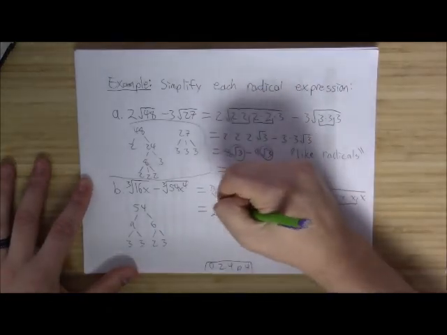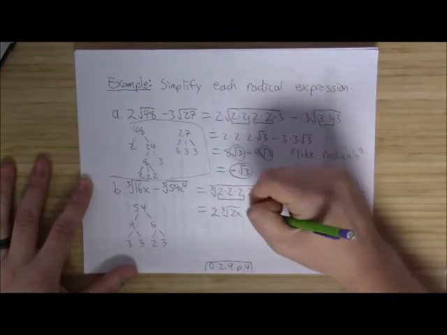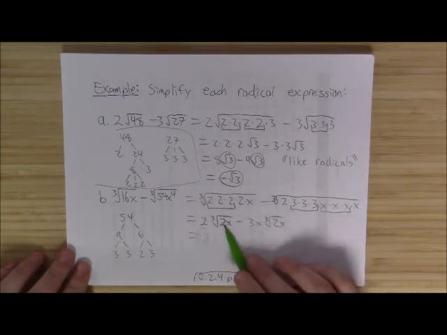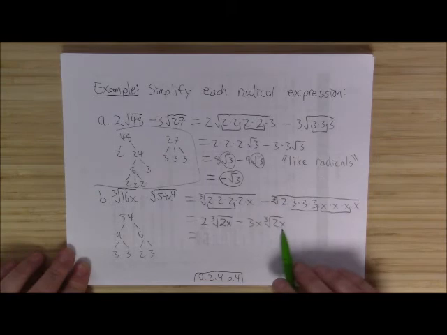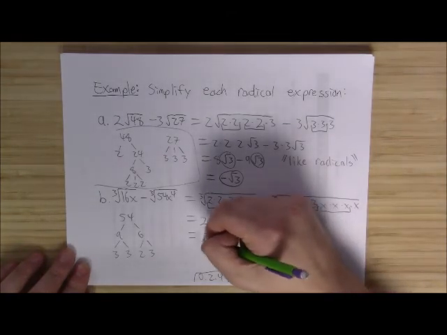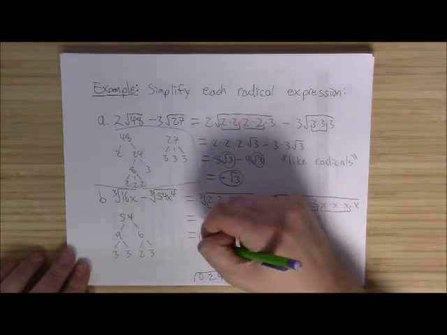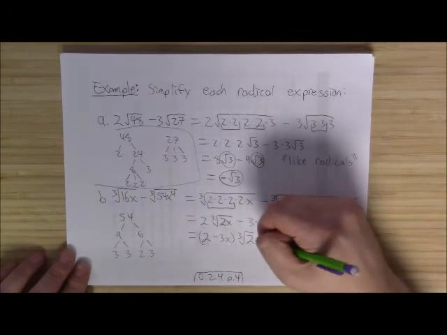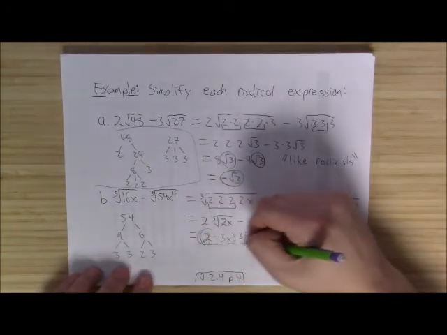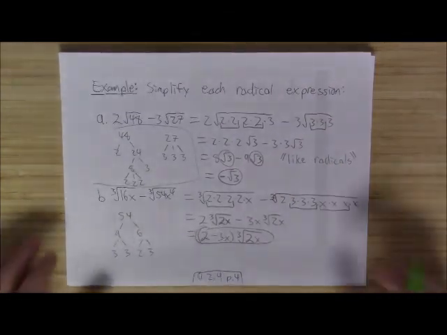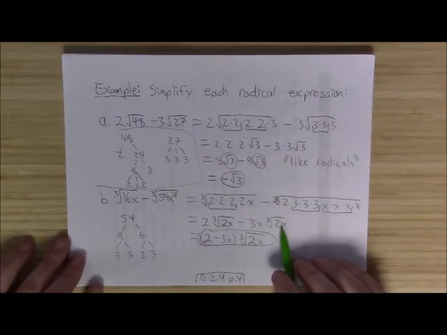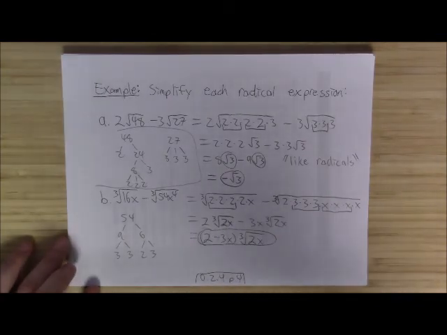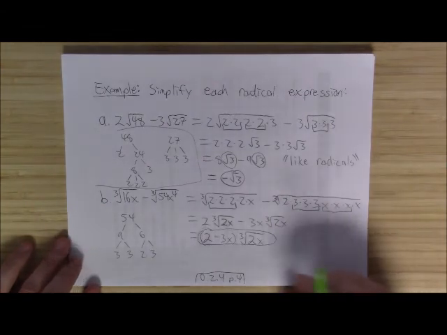Here we end up with 2 cube root of 2x minus 3x cube root of 2x. Now we notice that these are like radicals, the cube root of 2x. And so because of that, we can actually combine these together. When we do that, we have 2 minus 3x on the front, times the cube root of 2x, and that is the answer. As we'll see a little bit later, if you can remember factoring out a common factor, that's essentially what we're doing. So that'll be when we talk a little bit more about polynomials in a bit.